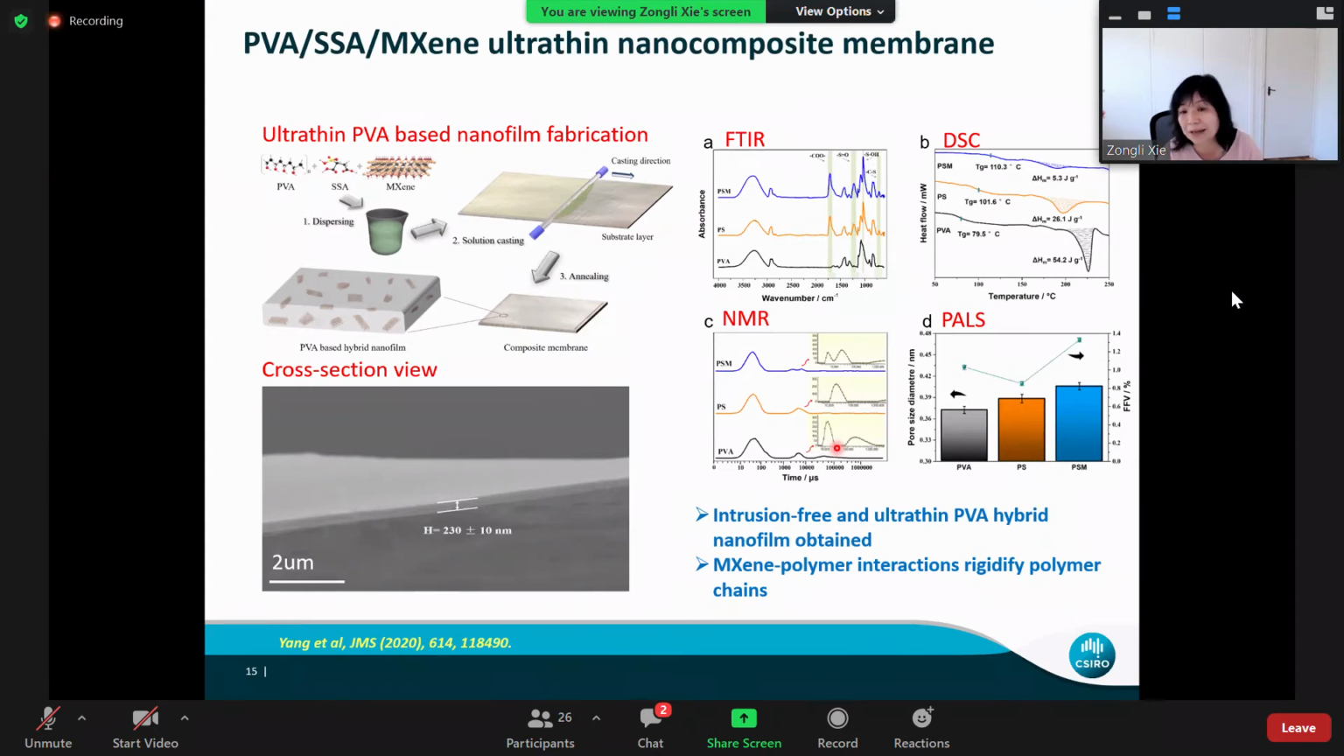One of the reasons, again, is that by having the nanosheets and also the sulfosuccinic acid group, we are able to tune the pore structure, in particular the fractional free volume, and to improve the membrane flux. Also, because of the additional hydrophilic functional group, it helps to maintain the hydrophilic property, which is very important for this PVA membrane.